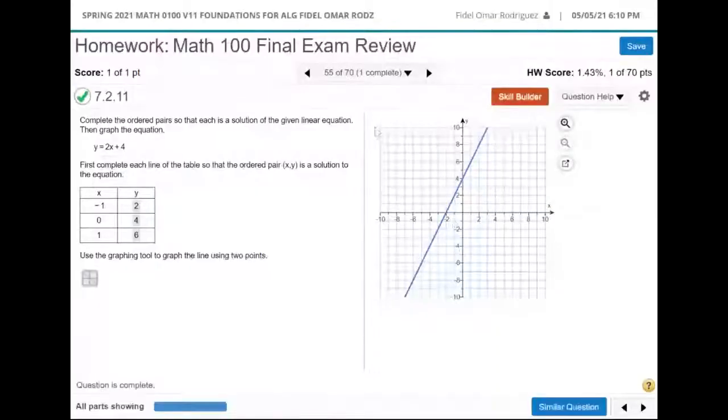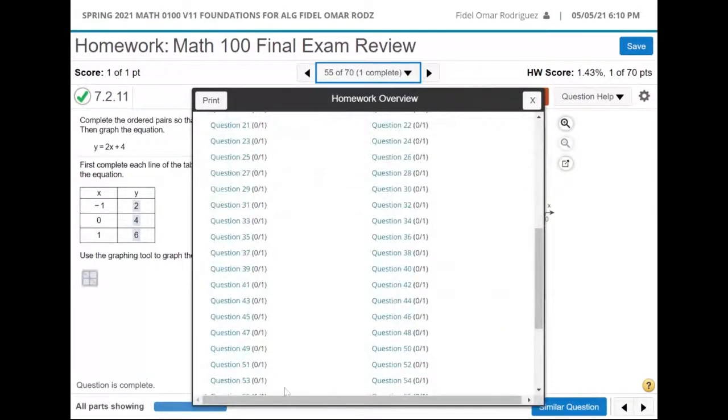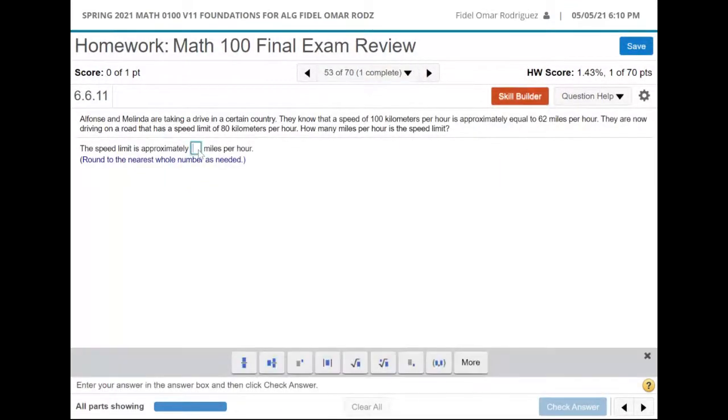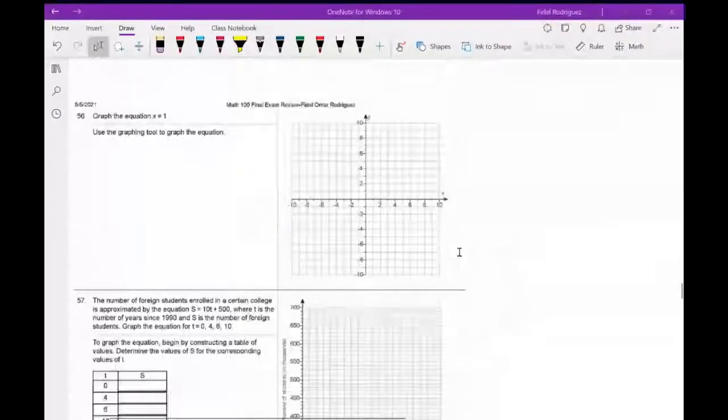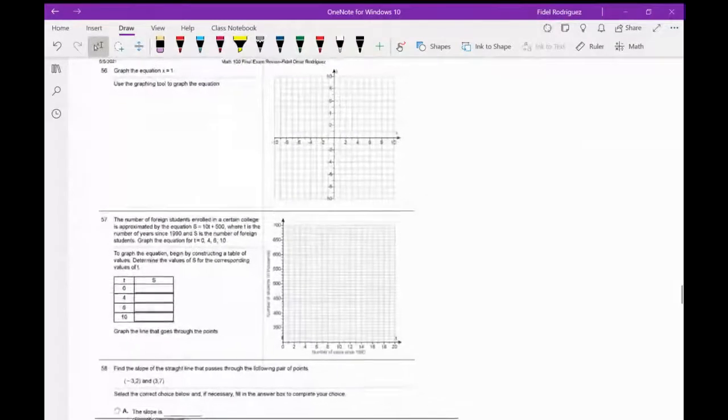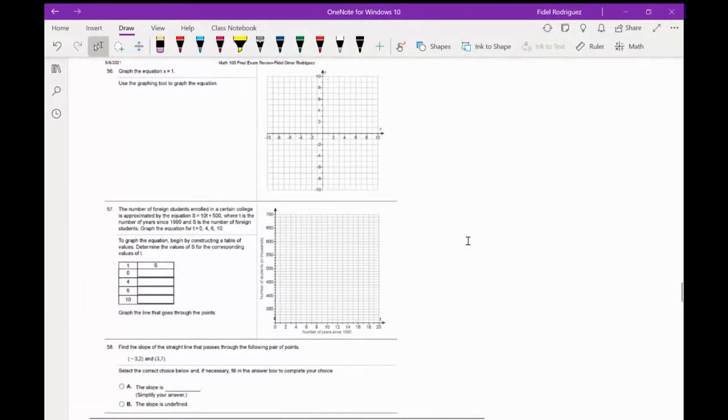If I stop sharing this and come back and share my actual homework problem, we said this was number 53. Let me scroll down to number 53. Here we go. Right here, I'm just going to type in the number 50, and I'm going to chickity check, and we got it right. Okay, very good. I'm glad we got those two questions done. Let's come back to our notes. So far we've done 53 and 55. I know that 58 is one where it's asking me to find the slope, but does anybody have any questions from 56, 57, or 58?